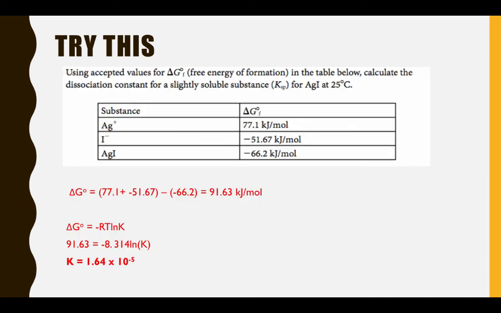Welcome back. Here's what you should have gotten. Using the difference between the free energies of reactants and products, we calculated the delta G for the reaction, which could then be used in the equation to solve for our equilibrium constant. This value is reasonable since it's quite a small K value, and we know that AgI is only slightly soluble.